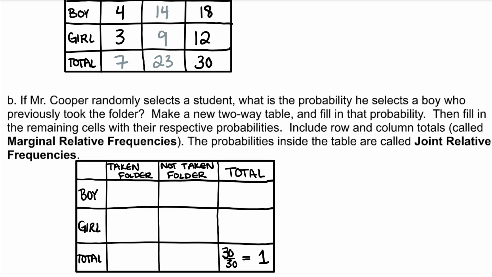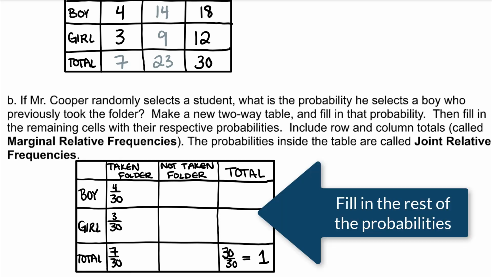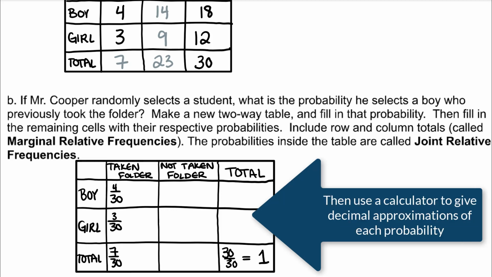Instead of how many boys have taken the folder, we want to know the probability that a boy has taken the folder. So 4 out of the total, which is 30, which makes girls who have taken the folder a probability of 3 out of 30. Add those two together and you get 7 out of 30. Notice how every frequency just now has a denominator of 30 because theoretical probability is just desired outcomes divided by total outcomes. Use a calculator to find the decimal version of each fraction. Round or truncate to no less than 3 decimal places.